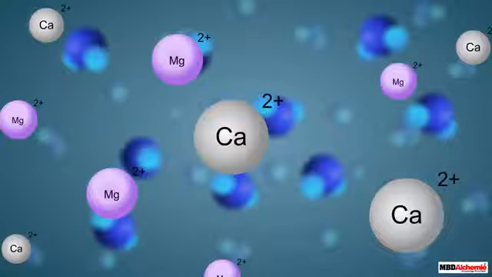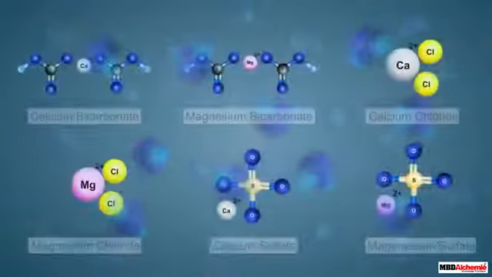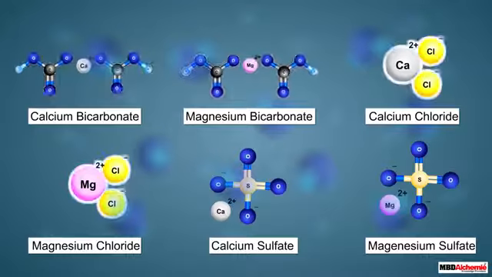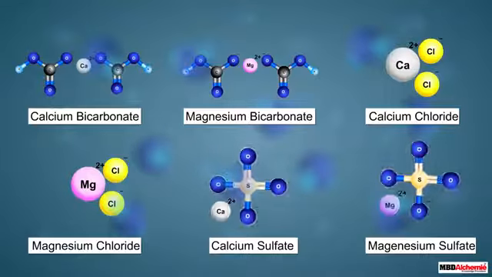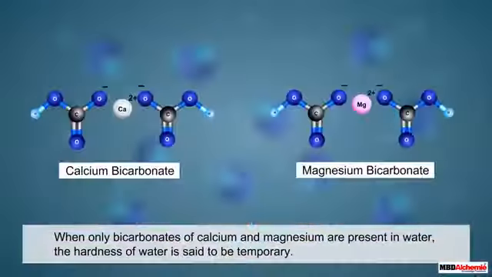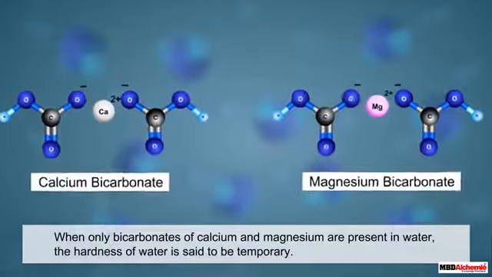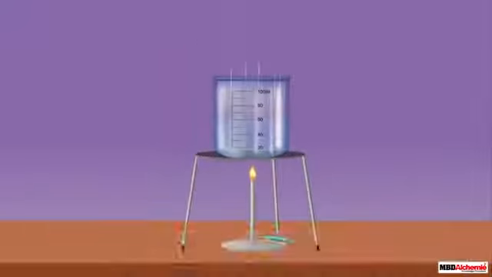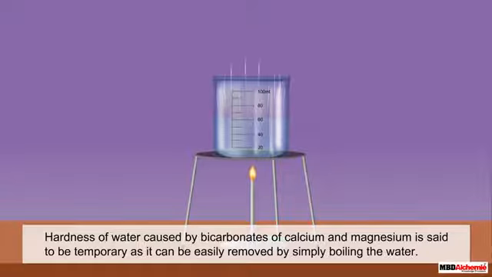Calcium and magnesium ions in hard water are present as the soluble salts of calcium and magnesium, which may be their bicarbonates or chlorides or sulfates. When only bicarbonates of calcium and magnesium are present in water, the hardness of water is said to be temporary, as it can be easily removed by simply boiling the water.